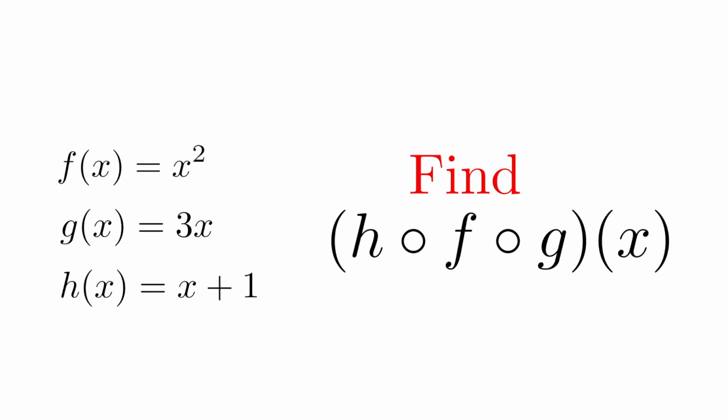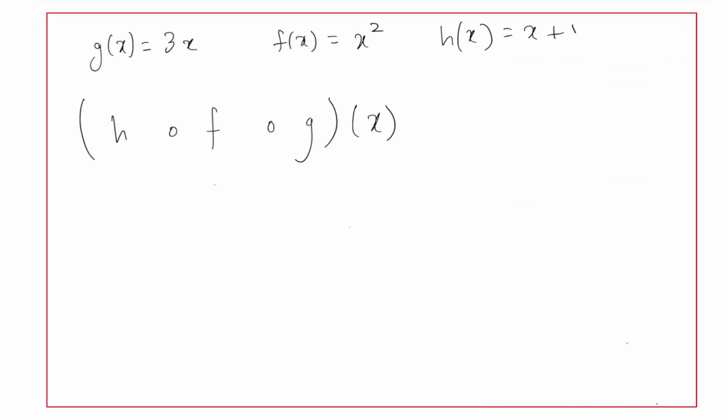Here we have our second example. We're given three functions, f, g, and h. f of x is equal to x squared, g is 3x, h is x plus 1. And we have to find h of f of g of x. Alright, so we have our three functions here and we have to find this composite function. Let's rewrite it and then we're good to go.